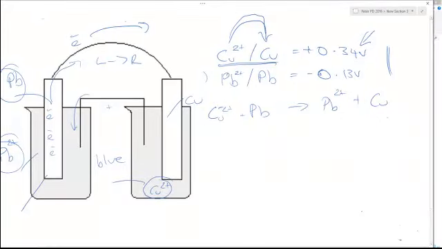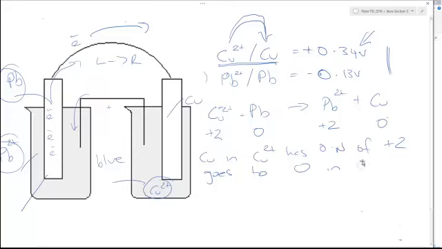Now, one final thing, you should be able to talk about the oxidation reduction process in terms of change of oxidation number. That's going from +2 to 0, and it's going from 0 to +2. But you'd be talking about how the Cu in Cu2+ has an oxidation number of +2. Let's look at that, +2, and goes to 0 in Cu, and that's a decrease, so it's a reduction.